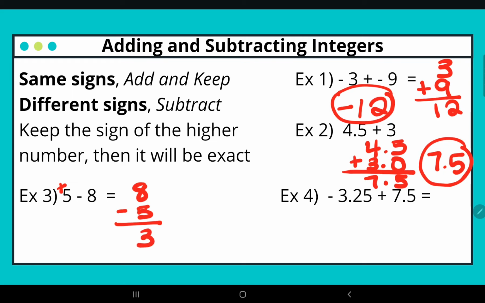And then here it says different signs subtract, keep the sign of the higher number. The higher, or we can even put in the word larger, either of those are synonymous. So the sign associated with the 8, which is the larger of the two numbers, is a negative, so I can put that here. So my answer for 5 minus 8 is -3. Now for example number 4, the same concept applies. I have a -3.25 and a +7.5. So I'm going to go ahead and stack my numbers.